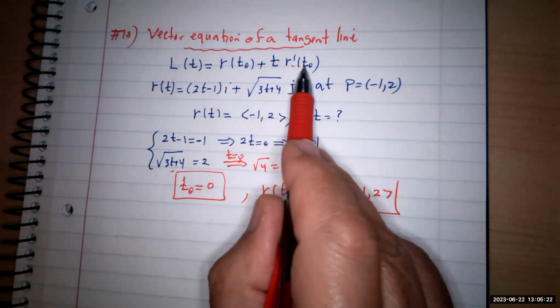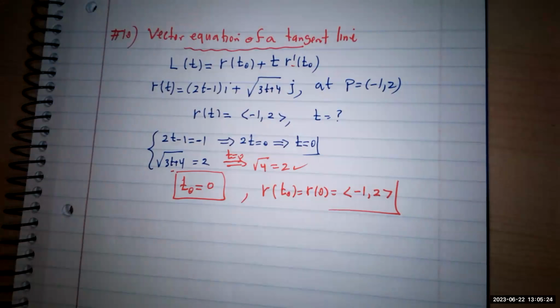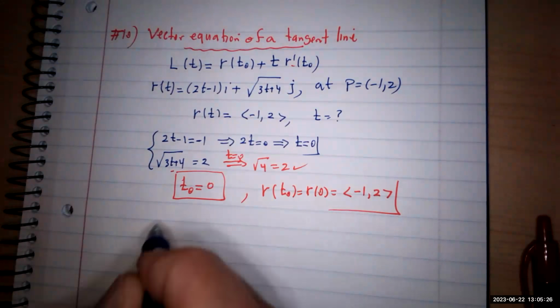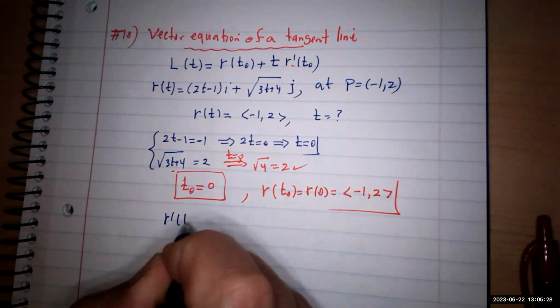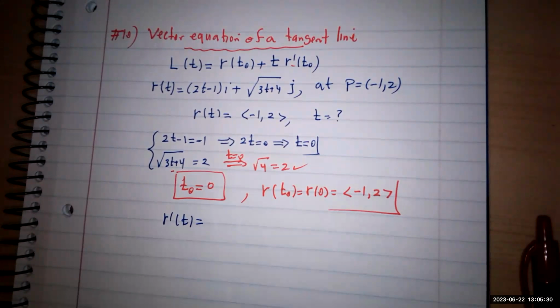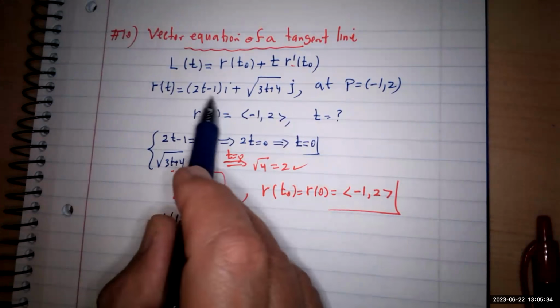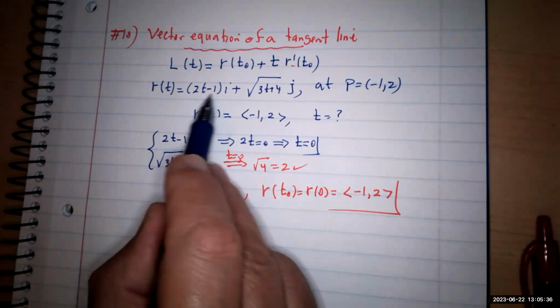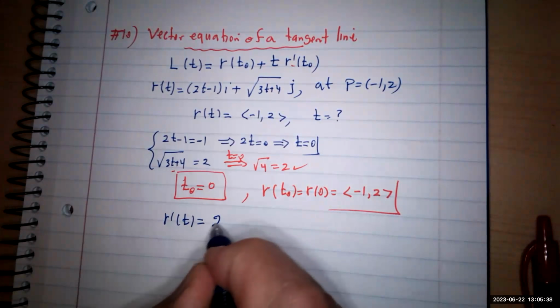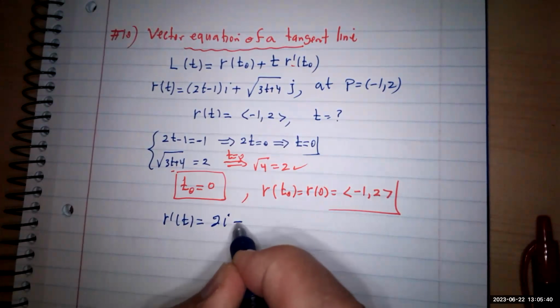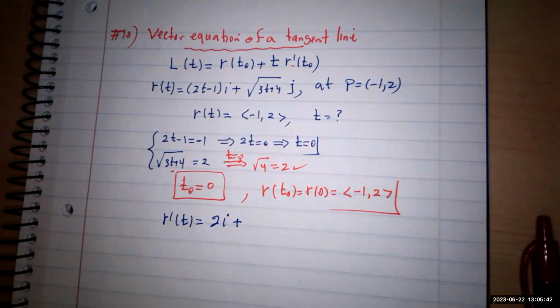So we have to find the r prime. Okay, so differentiate r prime of t. You know that you differentiate each component one by one. So the first one, you differentiate with respect to t, that gives you 2i. And the second one, let's write it down as (3t + 4)^(1/2).